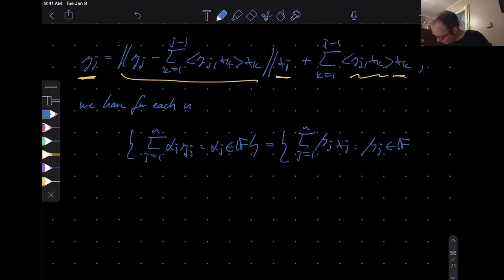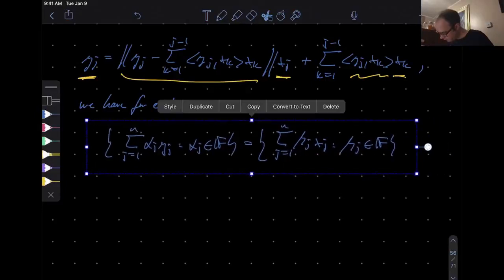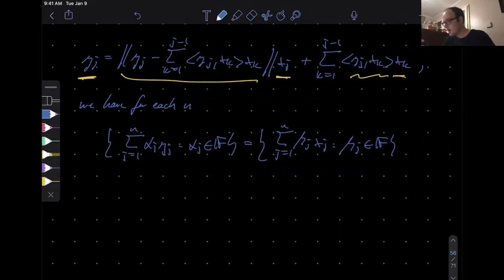Ej in F. This is also the same thing that happens in linear algebra: the span of what you newly create by Gram-Schmidt is exactly the span of what you start with. That's essentially what's written here, right? Okay, so we have this.